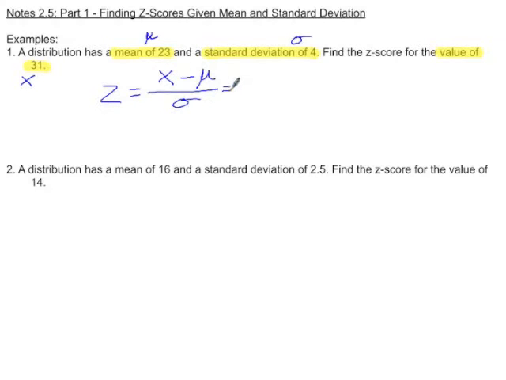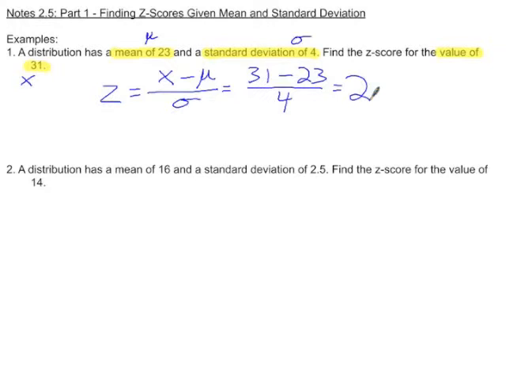So now everything's labeled, I can just substitute it into the z-score formula. So I have 31 minus 23, all divided by 4. Right? So doing the math real quick, this comes out to a z-score of 2. So this means the data value of 31 is 2 standard deviations above the mean, or 2 standard deviations above the 23 for the data set.